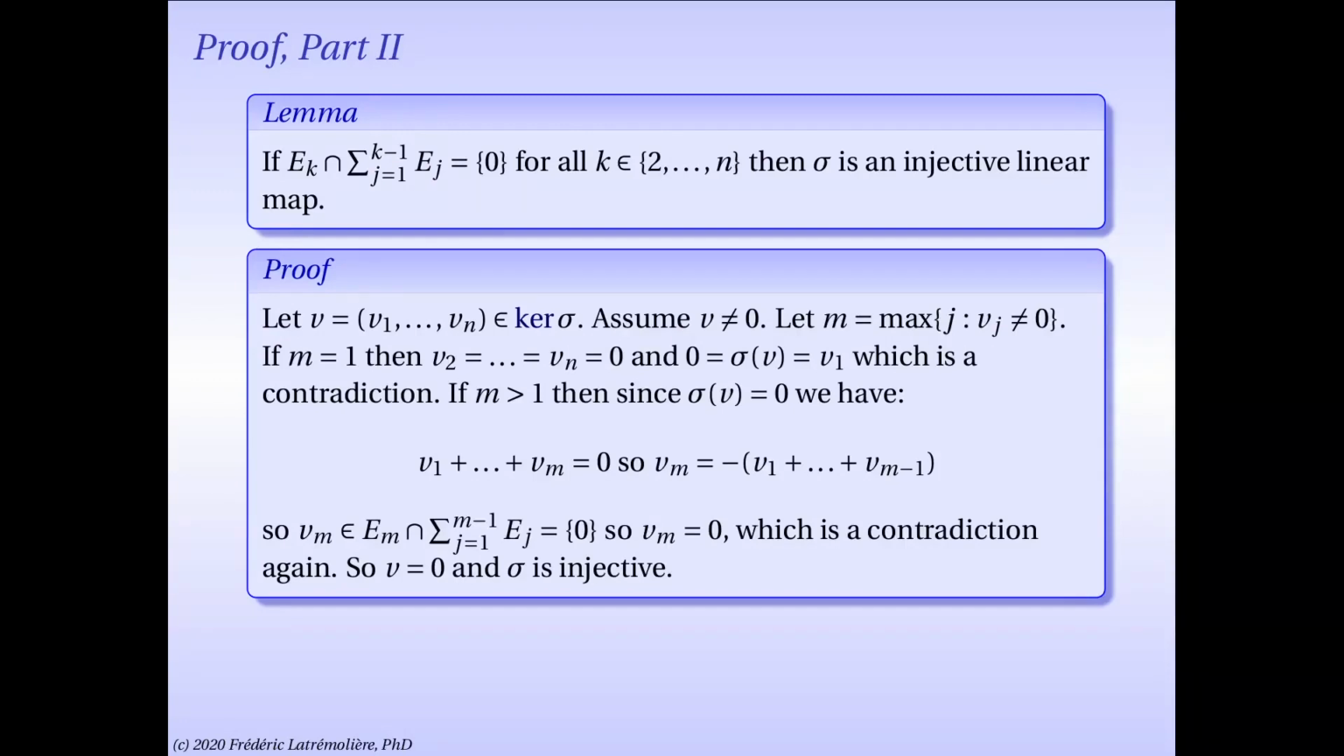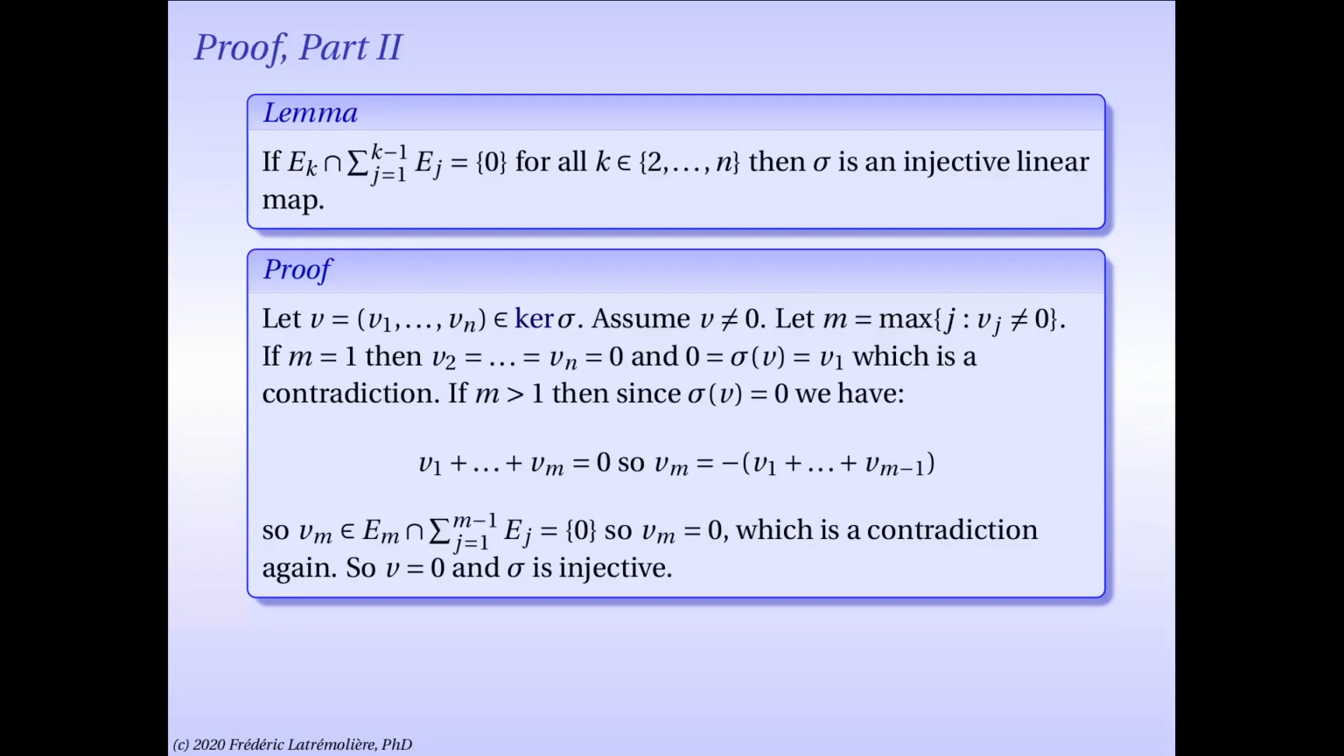So let's say first that m equals 1. So what does that mean? It means that the max index where we have a non-zero entry in v is 1. So v2, v3, v4, etc., vn, they must all be 0 by definition of m. Then you can calculate what sigma of v is easily, because remember, sigma simply adds the components of v, so sigma of v is equal to v1. Everything else is 0. But v was chosen in the kernel of sigma, so that means that v1 must be 0. And that's a contradiction, because then all the entries of v, v1, and then v2, v3, etc., would be 0. And I assumed that v is not the 0 vector.